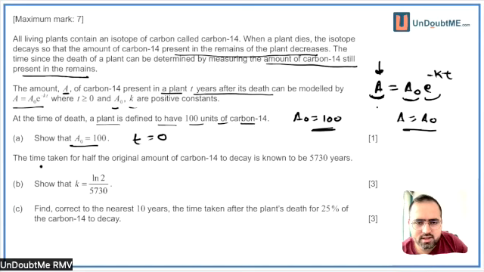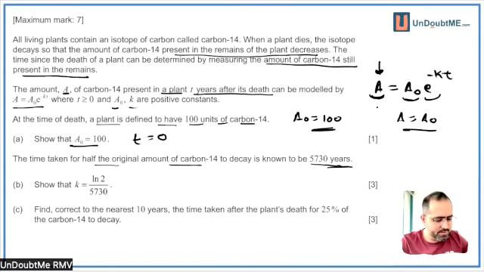Next question. The time taken for half the original amount of carbon-14 to decay is known to be 5730 years. Show that K is equal to ln 2 over 5730. Now this question I'll take on the next slide, so that I can write something.